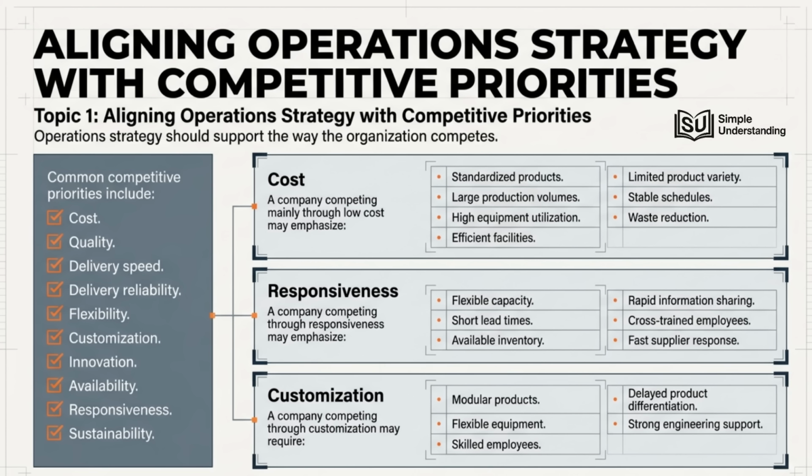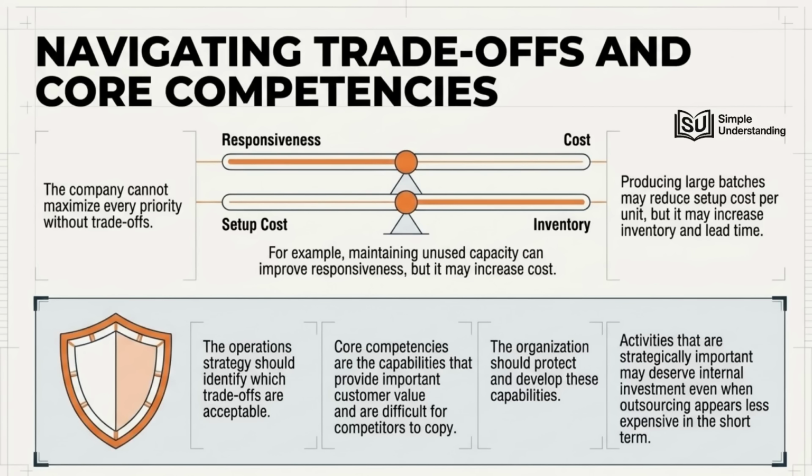A company competing through responsiveness may emphasize flexible capacity, short lead times, available inventory, rapid information sharing, cross-trained employees, fast supplier response. A company competing through customization may require modular products, flexible equipment, skilled employees, delayed product differentiation, strong engineering support. The company cannot maximize every priority without trade-offs.